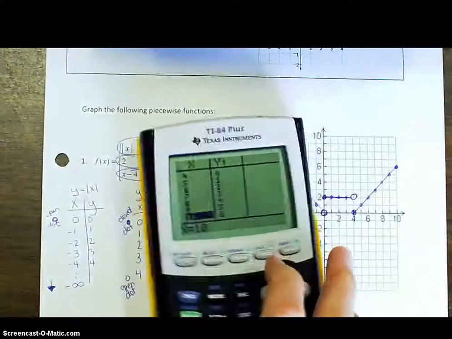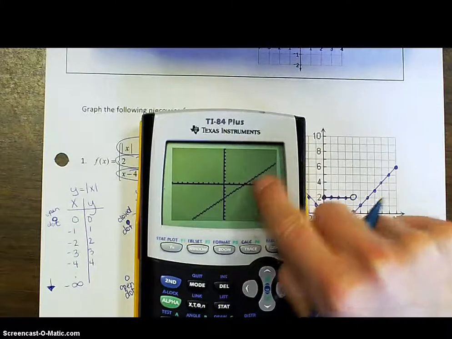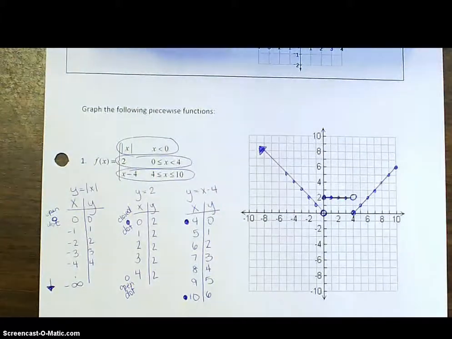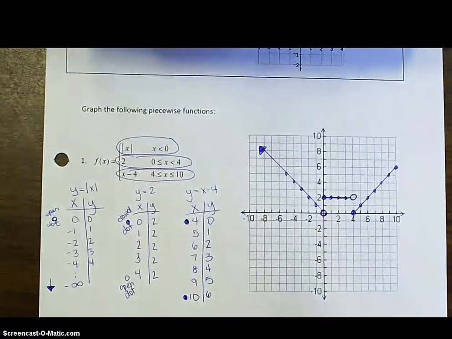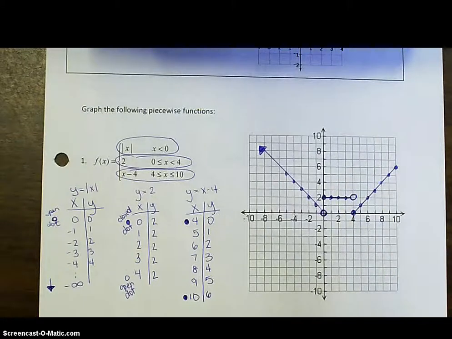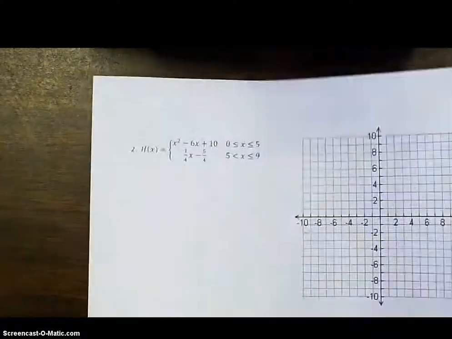And if I go and hit graph, I see this piece right here is the piece of the function right here. Now, ladies and gentlemen, let's take a look. Congratulations, you've just created your very first piecewise function. 1 piece, 2 pieces, 3 pieces. All right, let's go ahead. We're going to flip the page over. And I'd like to try another piecewise function.